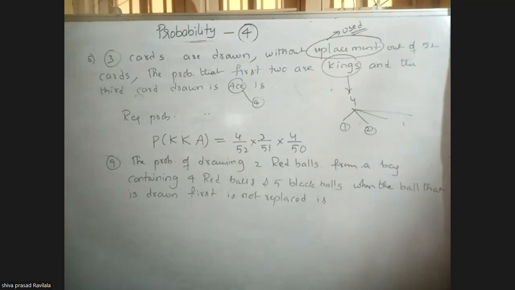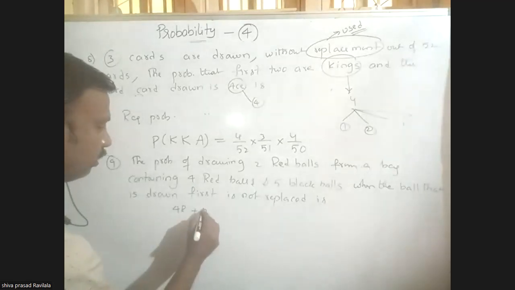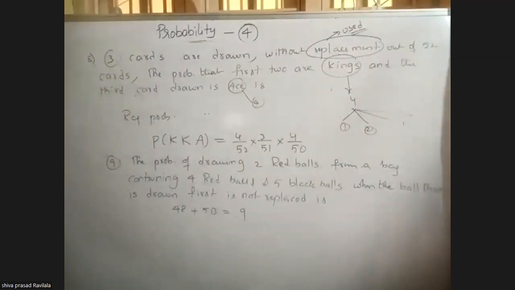Can anybody say how you select those 2 red balls, one after the other? Same model, one after the other. How many balls does the box contain in total? 4 red balls and 5 black balls, total balls are 9. Yes. 4 by 9 into 3 by 8, sir. Very good, very good. Completed.